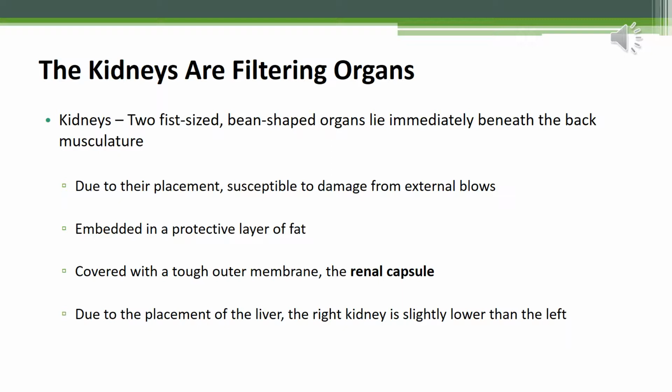We have 2 kidneys, both of which are fist-sized and bean-shaped, and they lie immediately beneath the back of the musculature. Due to this placement, which is basically on either side of your lower back or spine, they are susceptible to damage from external blows. However, they are embedded in a protective layer of fat to provide some cushioning. They are both covered with a tough outer membrane called the renal capsule. And due to the placement of the liver, the right kidney is displaced and sits slightly lower than the left kidney.